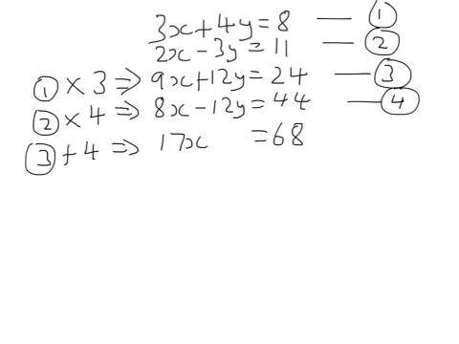You don't always add them at this point. It's not always an add. It was an add because those signs were different. If that had been a plus there, I'd have had to subtract at this point. Anyway, if 17x is 68, x equals 4.